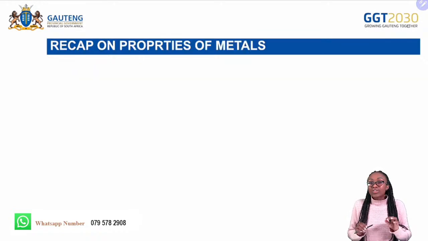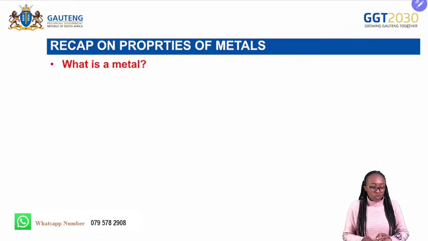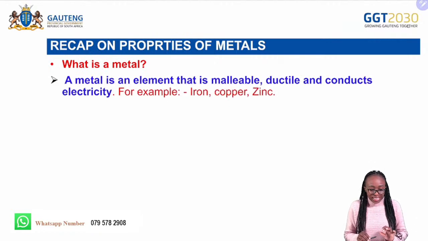Okay. So now let's move on to properties of metals. We're also recapping on the properties of metals. Do you remember them? Okay, let's go. So a metal generally is an element that is malleable, ductile, and conducts electricity. And some examples of metals are iron, copper, and zinc. So these are some examples of metals. They are iron, copper, and zinc.